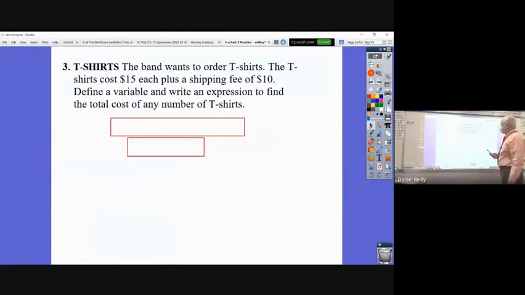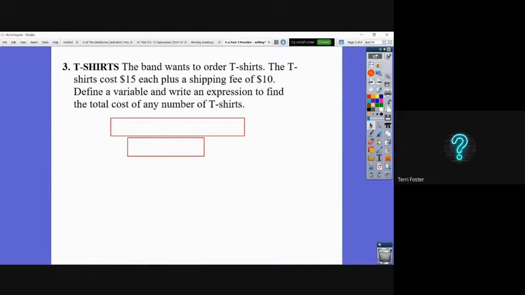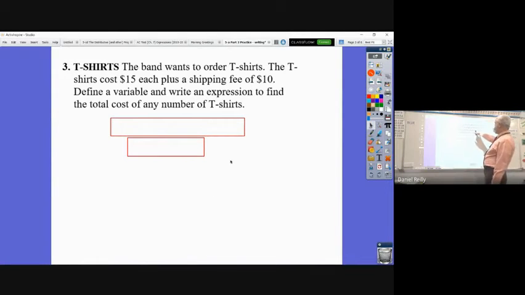Number 3. See, this one, they didn't tell you what to put in for the number of t-shirts. There's no question here. It's just what's the expression going to be. All right, so somebody from home. What's the variable here and what is your expression? I will call on someone. How about Terry? The 2 things you have to do here is define a variable and write an expression.